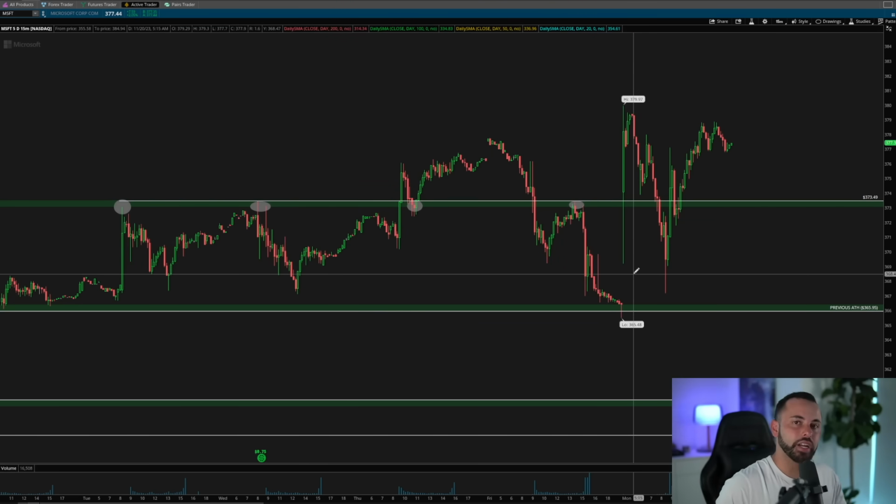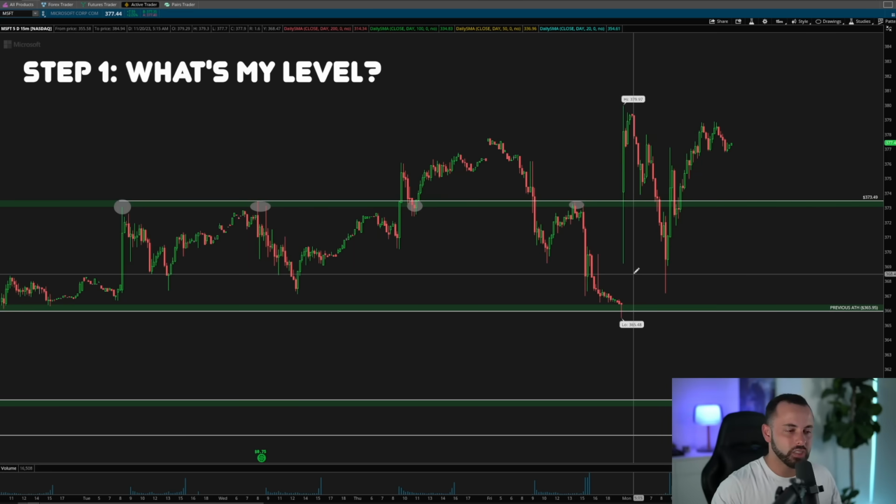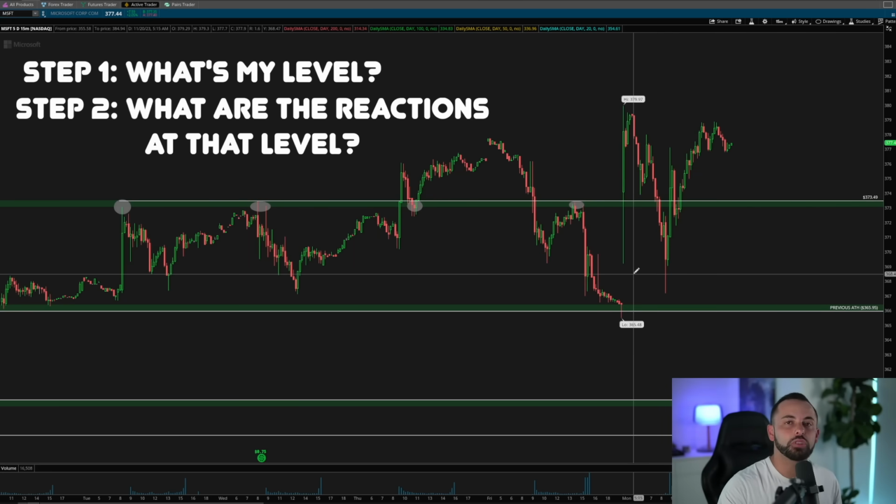Now, the reason I bring that level up is that reading price action, reading candlesticks, is not as meaningful if it's not off of a key level. That key level is what first gets me interested, and then I need to watch that price action at the level. So step one is, what level am I watching to see reactions off of? And then step two, once we get to that level, what are the reactions that I'm seeing, and how can I take a trade off of it?